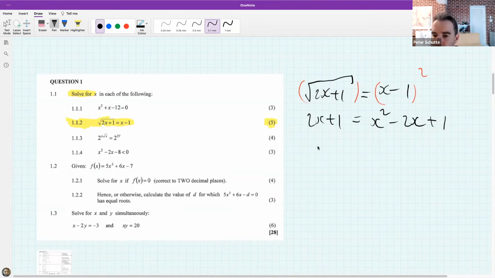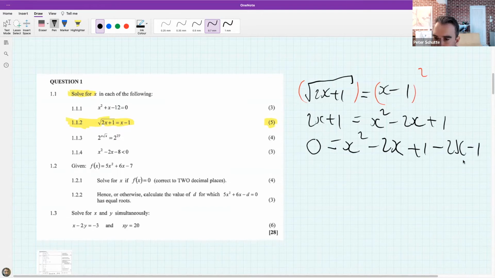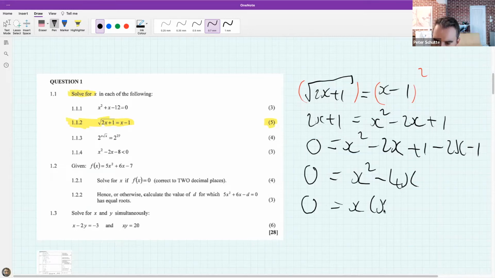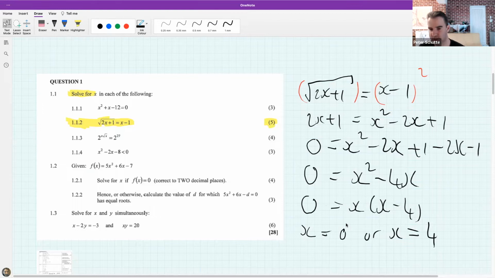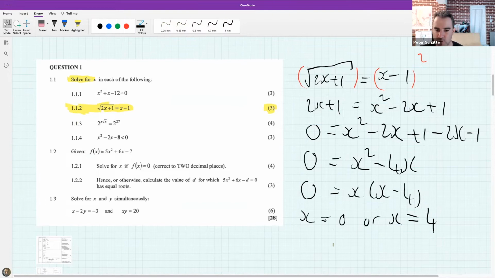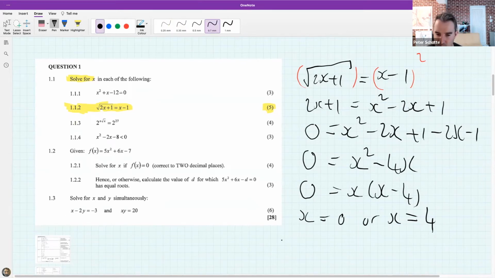So if I move these around, minus 2x minus 1, I get x squared minus 4x. So when I factorize this, oh, that's nice. I didn't even have to factorize a trinomial. So I get x is 0 and x is 4, but I'm not done. I still have to do my check to see that things are going well for me.